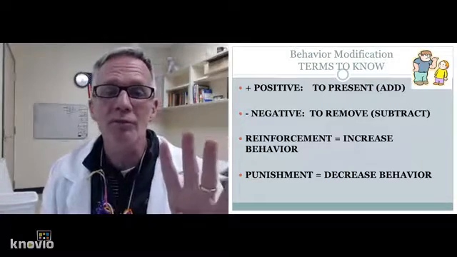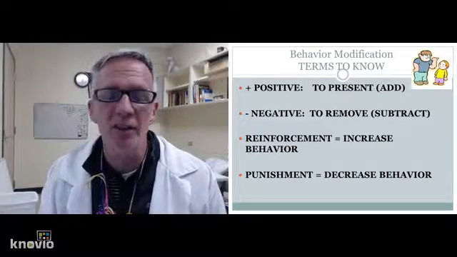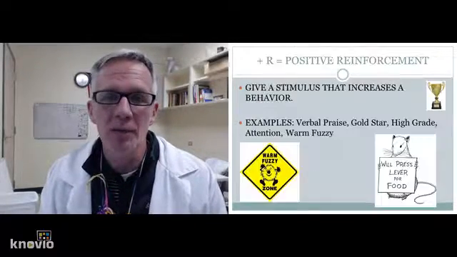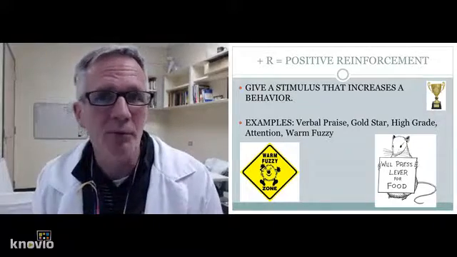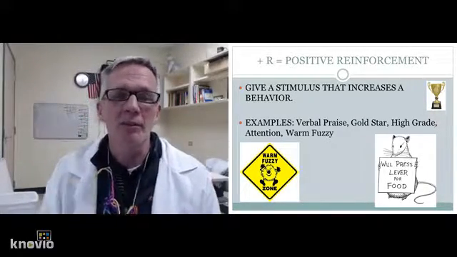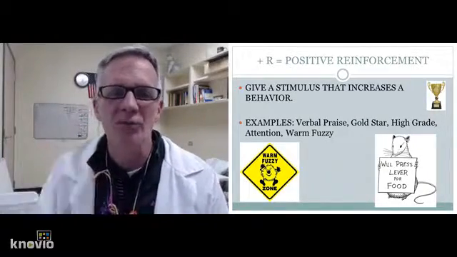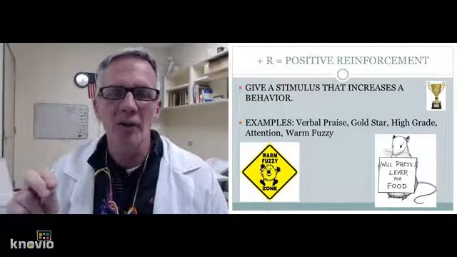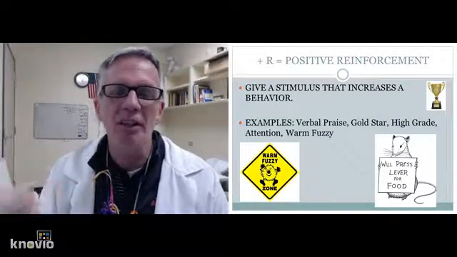And there's four types of behavior modification. So let's take a look at each one and see what they mean. And hopefully we can apply them to real life situations. First, positive reinforcement is probably the easiest one to remember. There's plus R there to remind you of it. Give a stimulus that increases the behavior.